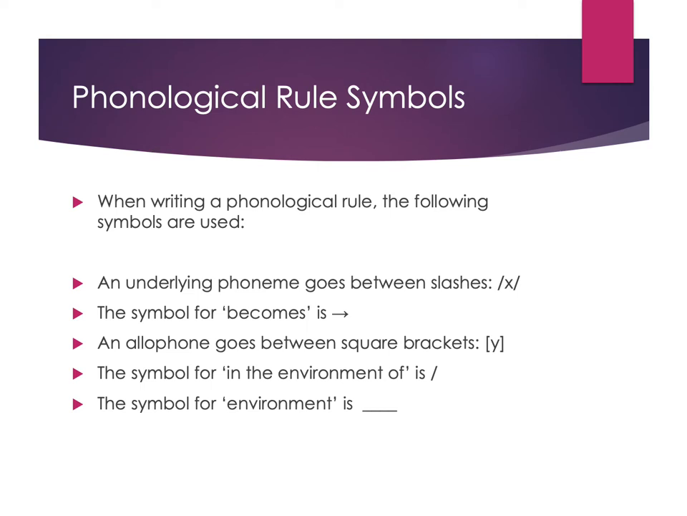The symbol that we use for becomes is just an arrow to the right to whatever the change is going to become. And then the allophones will go in square brackets. So square brackets represent the sound you're actually hearing. So in this case, you have your underlying phoneme, the sound we think of in language. And then in the square brackets, it's whatever that change is in that certain environment, because that's what you're actually producing, what you're actually hearing in the environment you're describing. And then we use a slash to say in the environment of. And then the symbol for environment that we talked about in previous lectures is still that underscore to say this is where that sound change happens. This is where you would see the different sound from whatever the underlying phoneme is.